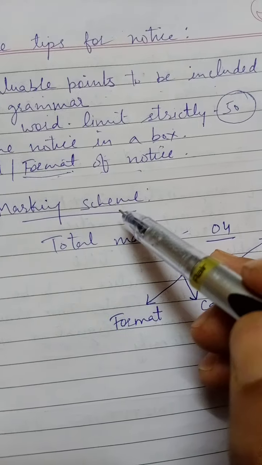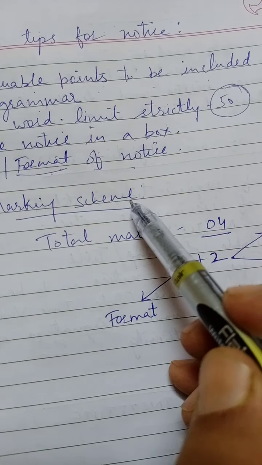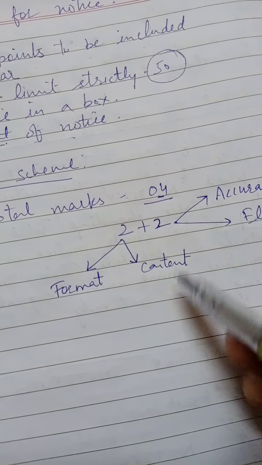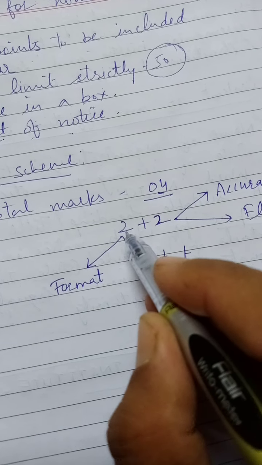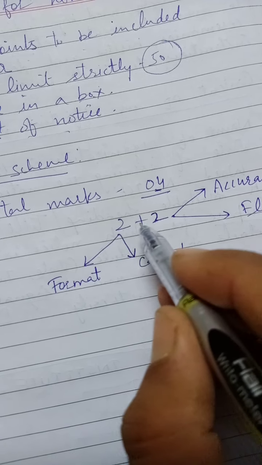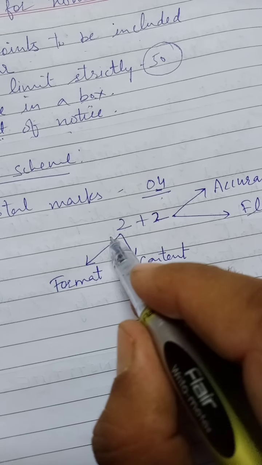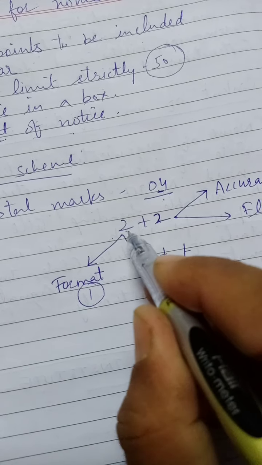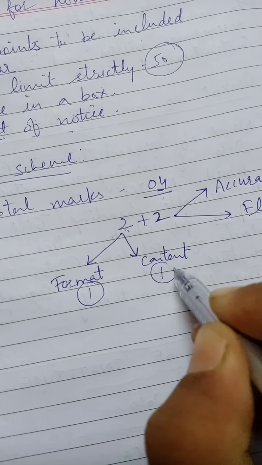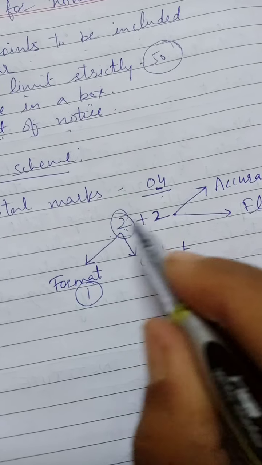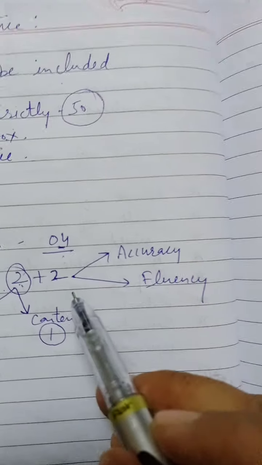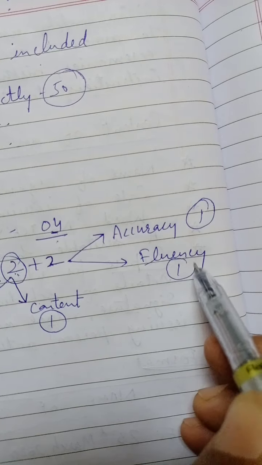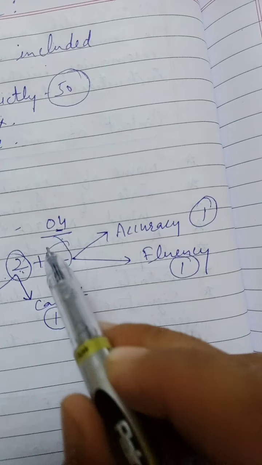Then last point comes, marking scheme. Total marks is 4. Okay, out of 4, 2 marks plus 2 marks. Division is like that. And these two, one for format, one for content. Okay, these two are covered. Then next two, one for accuracy and one for fluency. So these two also are covered.